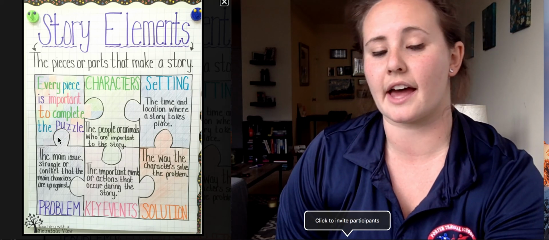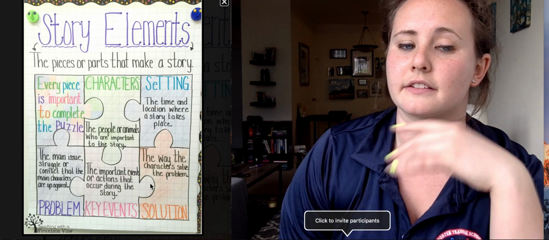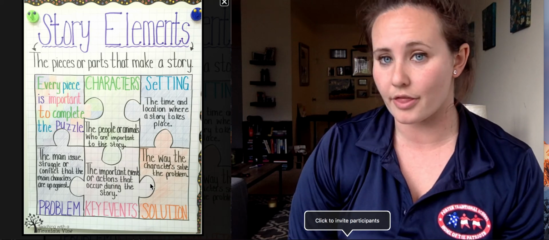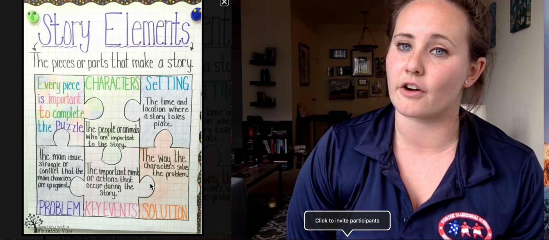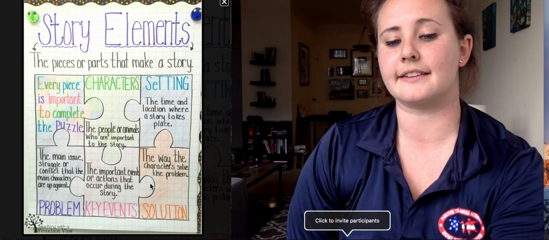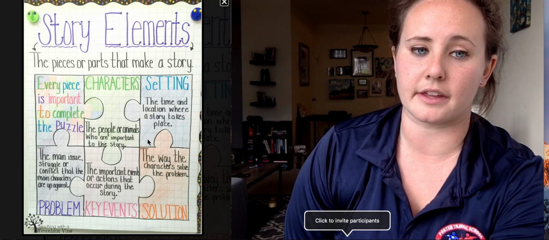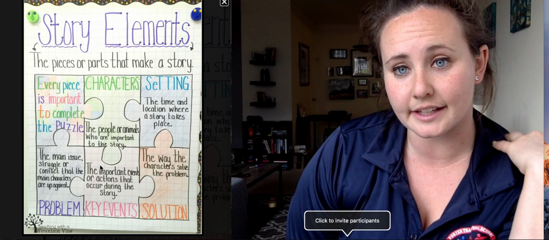Usually in a story we have our problem, which is then solved by a solution. Our problem is what went wrong, or maybe something that bothered the characters. Then our solution is the way that the characters solve the problem. Lastly, good readers think about what they're reading, so we can go back and think about the key events or the important parts of the story that really stick out to us.